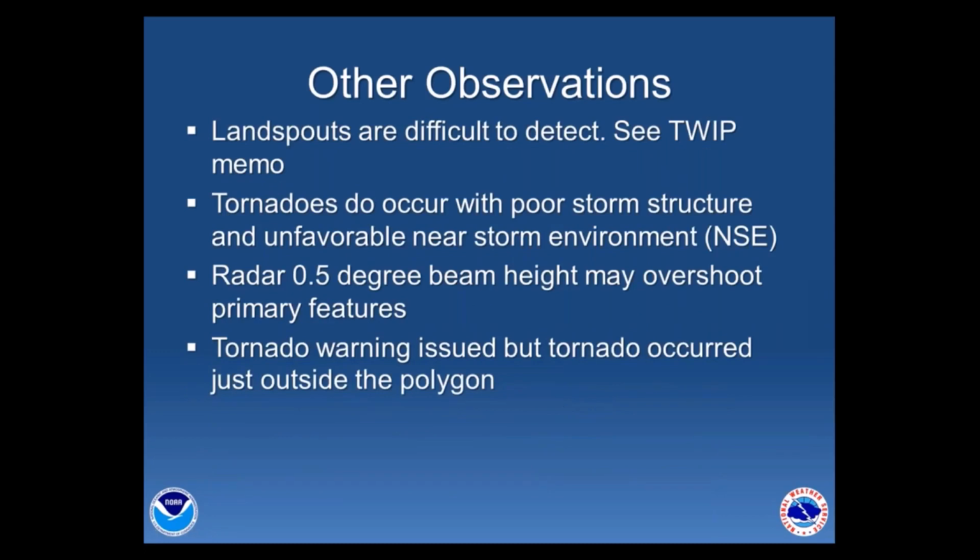So some other observations also, obviously landspouts are difficult to detect. There was a TWIP memo sent on landspouts last year. There's certainly some debate, should these be included in our GPRA goals for tornadoes, because they're really difficult for us to get. Tornadoes do occur in poor storm environments and poor storm structure and unfavorable near storm environments. So there's just some cases where it's going to be very difficult for us to get warnings out.